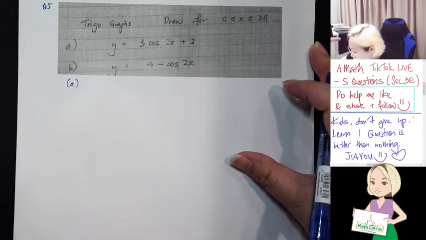What function to get a period of 120 degree? Now what I did was I take 360 divided by 3.